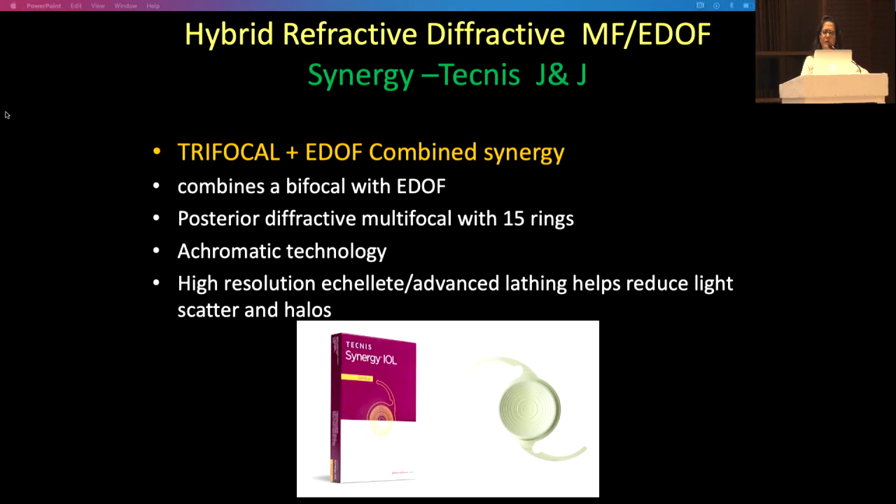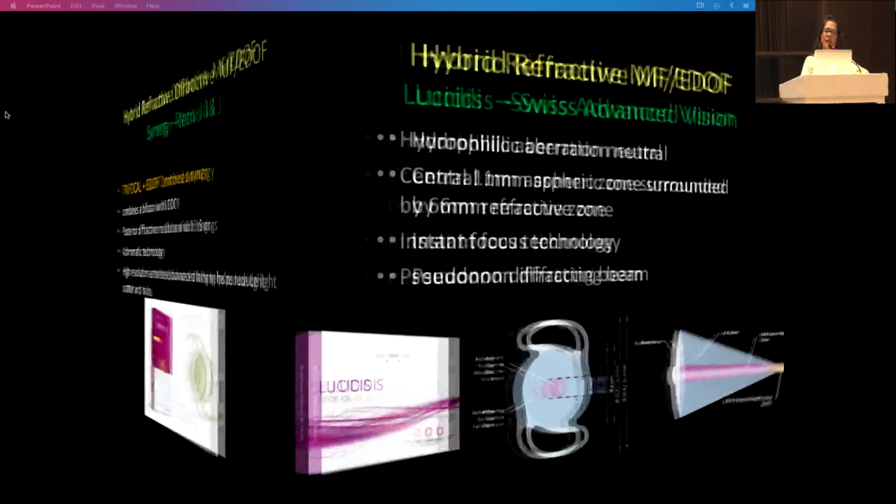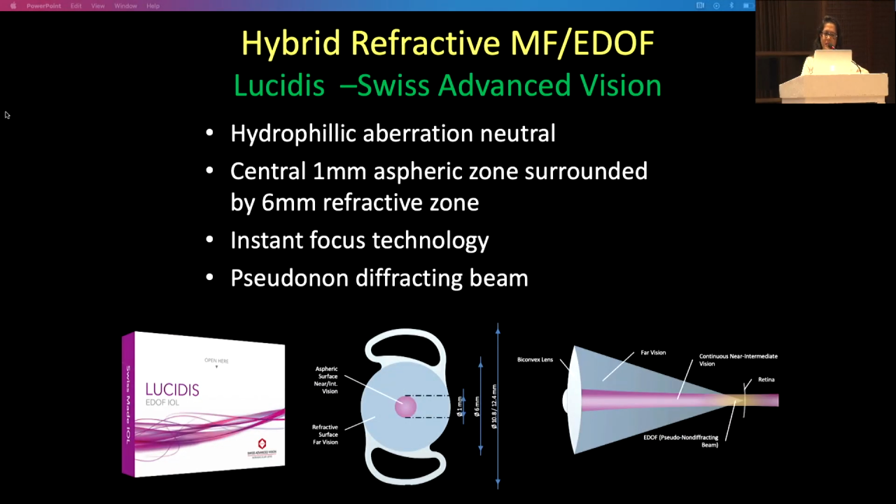Synergy is a hybrid between a refractive and a diffractive lens. Here they have combined the posterior diffractive multifocal with multiple rings and a central EDOF zone. They've also added an achromatic technology, and the company claims that we have a better resolution edge. And with advanced lathing of these diffractive rings, the total amount of scatter and the total amount of glare and halos is less. Another example of a hybrid refractive lens is the Lucidis, pretty much based on the same principle.